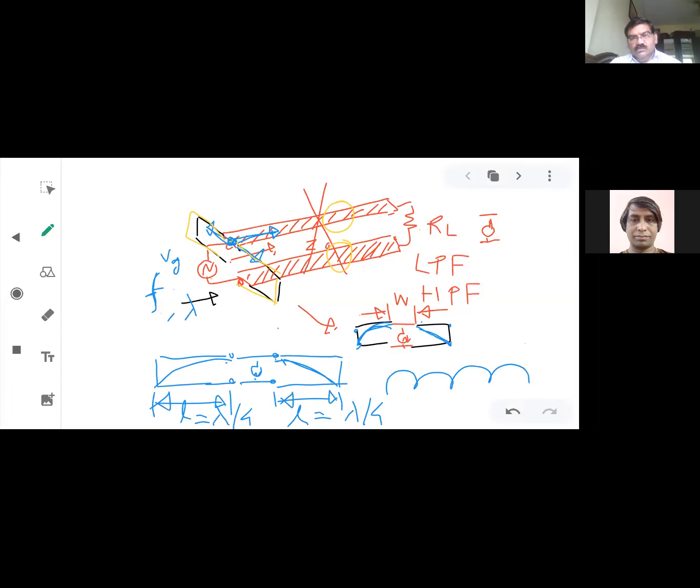And the maxima moves towards the mid of the main line, that is, this center line here. So this is the maxima. If the wavelength increases because of the reduction in the frequency, then the standing wave keeps shifting, and finally the two standing waves will merge and will form one half cycle.